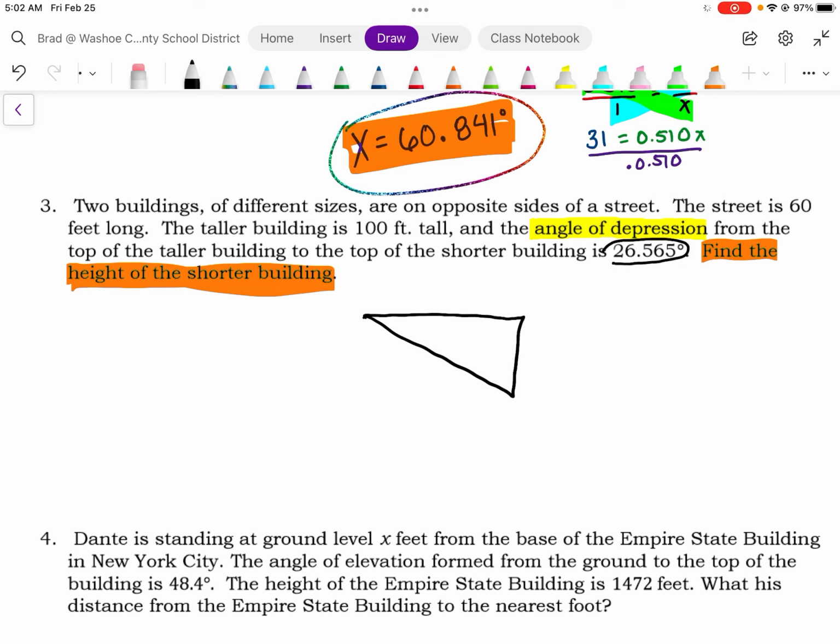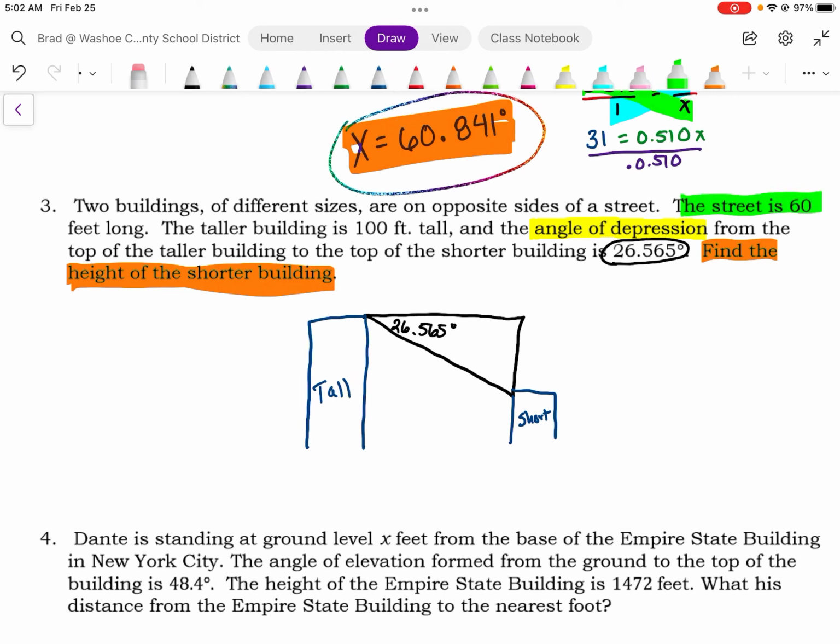I have very specific 26.565 degrees. Remember, our theta is always by the flat part. And so if you have two buildings, this is one building, and obviously you're looking down to the shorter building. So I'm going to put the tall building right here. I'm going to put the short building right there. Cool? So there's two buildings of two different sizes that are on opposite sides of the street.